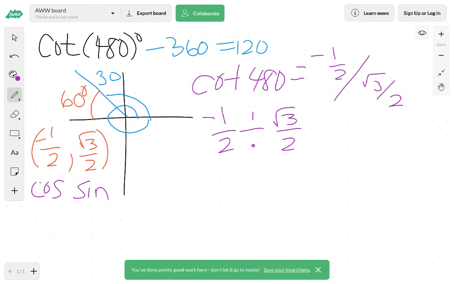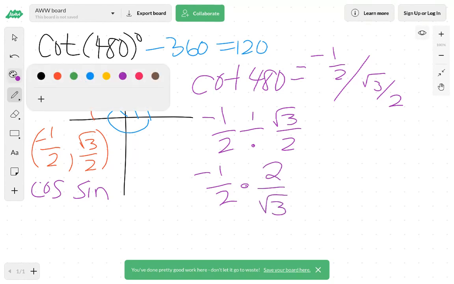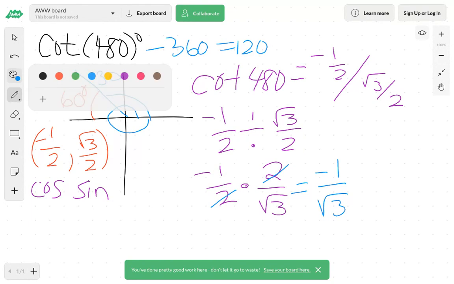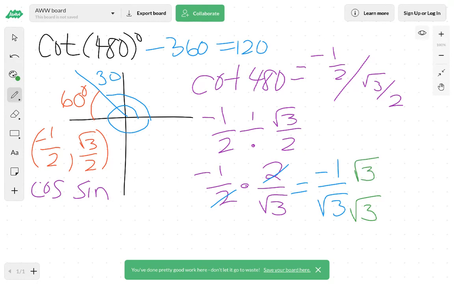But I know when I divide, I really multiply by the reciprocal. So I'm going to do negative 1/2 times 2 over root 3. I see there's a 2 on the top and the bottom, so I'm going to cancel those out, which leaves me with negative 1 over root 3. But of course, now we can't leave a square root in the denominator. So I'm going to rationalize the denominator by multiplying by square root 3.